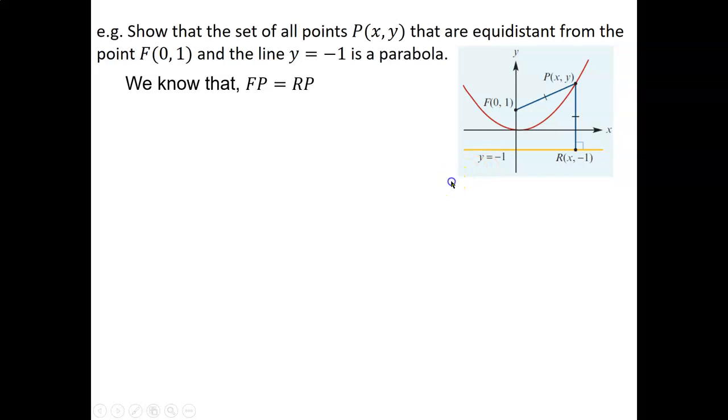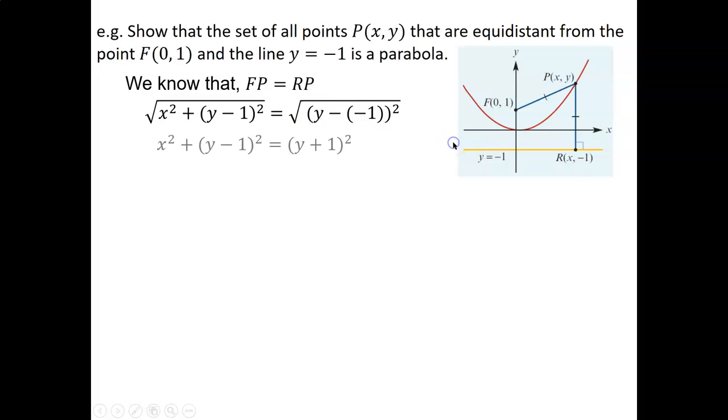So if we put those into the distance formula, FP is the square root of x squared plus (y minus 1) squared, and PR is just (y minus -1) all squared and then square root. We can square both sides. That's why I wrote this slightly convoluted squared and square root part.